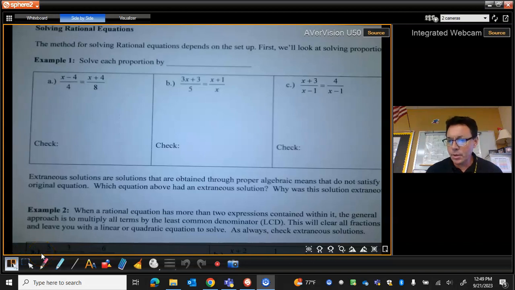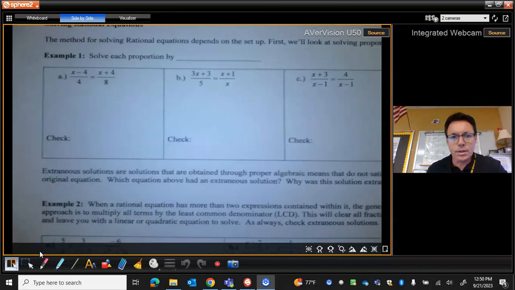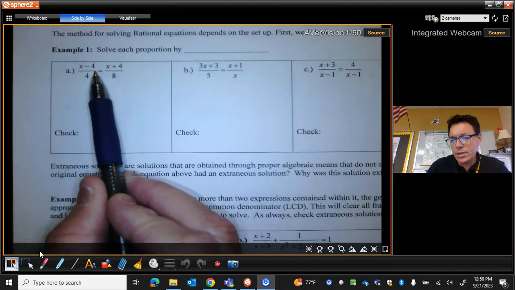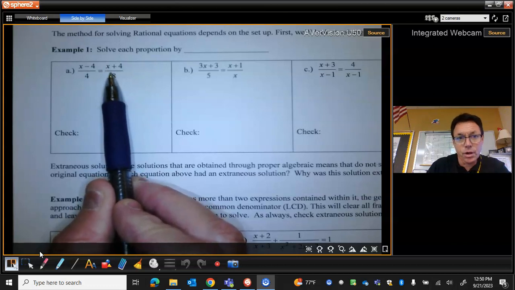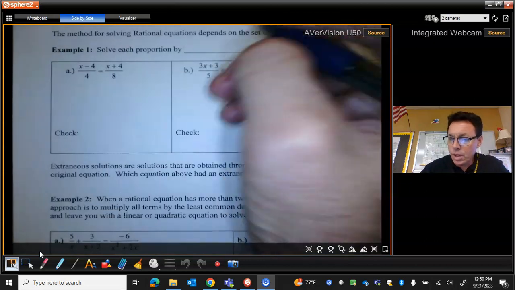Hey guys, today we're going to be taking a look at 4.3, which is going to be solving rational equations. Now, there's two different ways that rational equations can look. One is you could just have a fraction equal to another fraction. That's also called a proportion. Now, to solve a proportion, you just need to cross multiply.